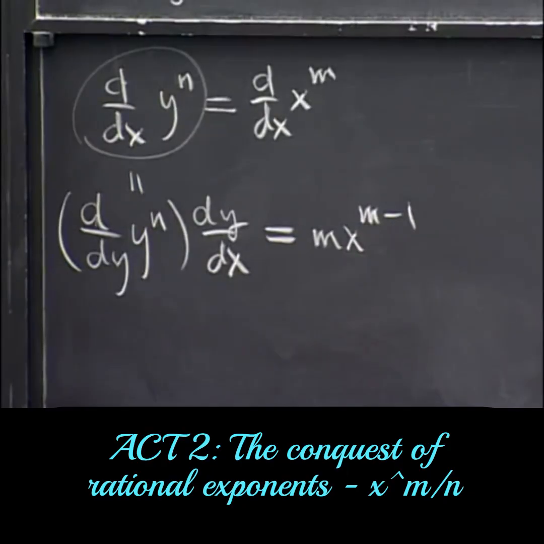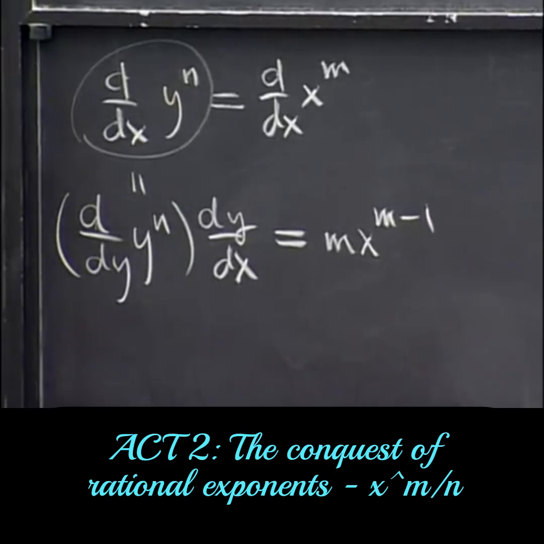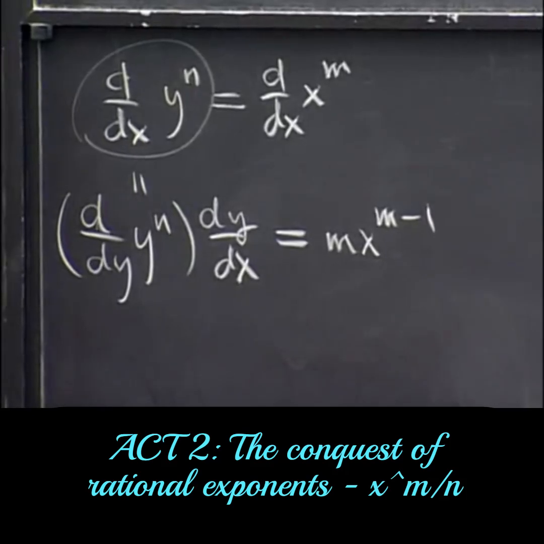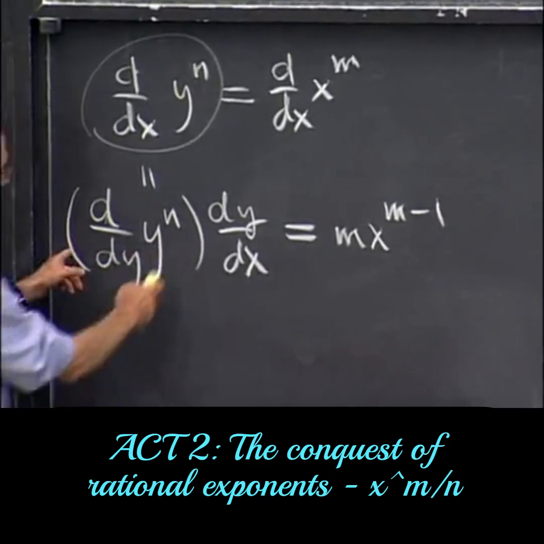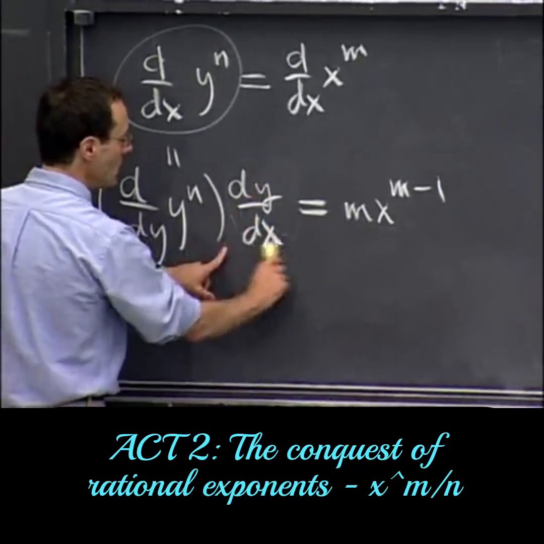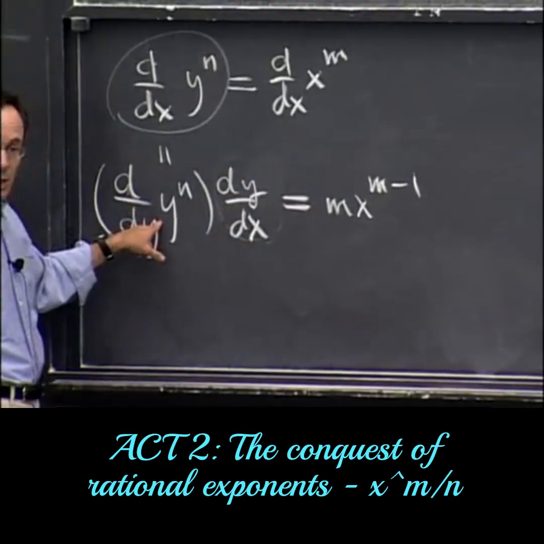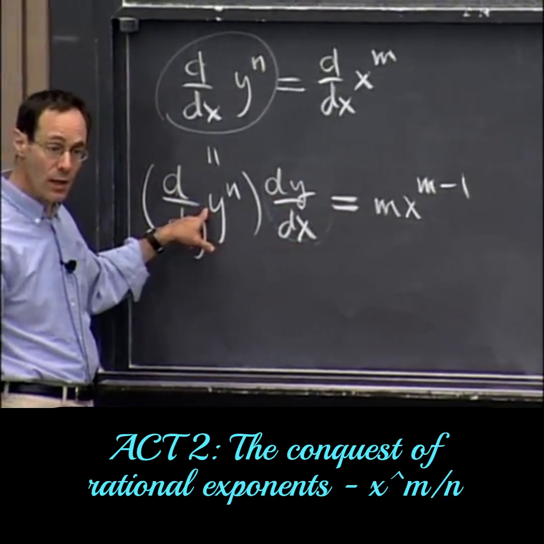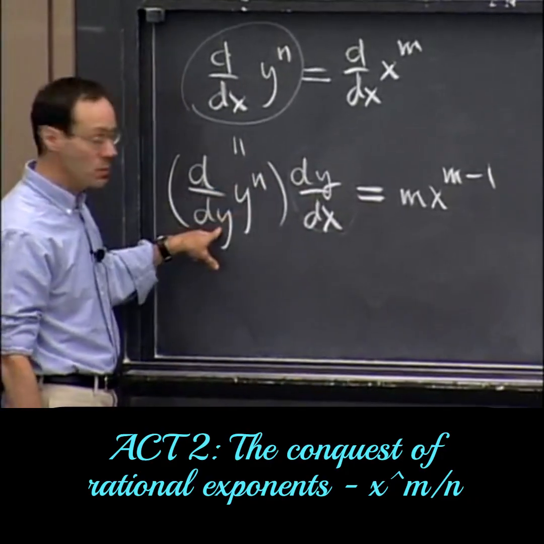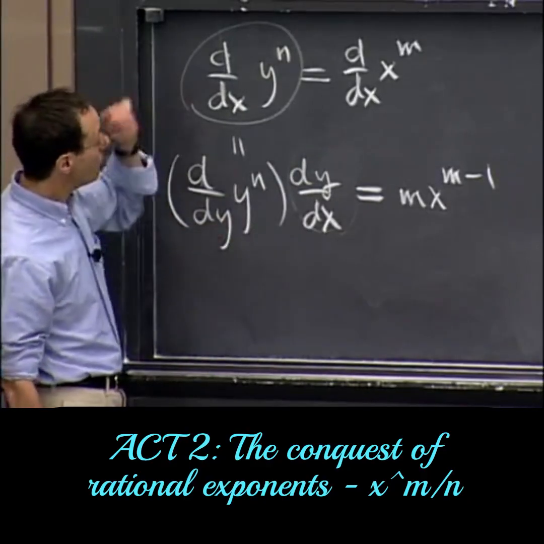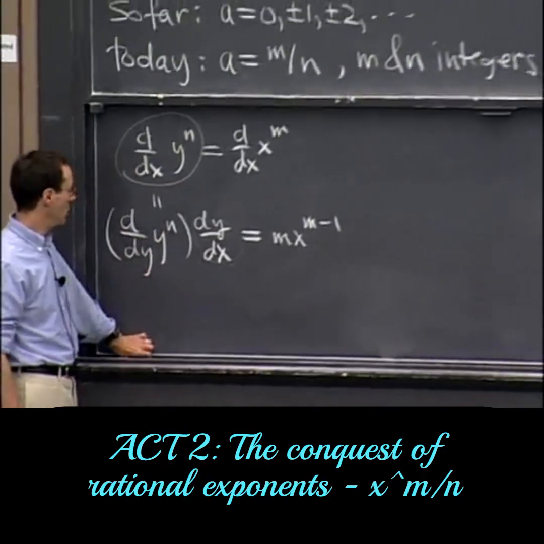All right, so this is our scheme. And now you'll see in a minute why we win with this. First of all, there are two factors here. One of them is unknown. In fact, it's what we're looking for. But the other one is going to be a known quantity because we know how to differentiate y to the n with respect to y. That's the same formula, although the letter has been changed.